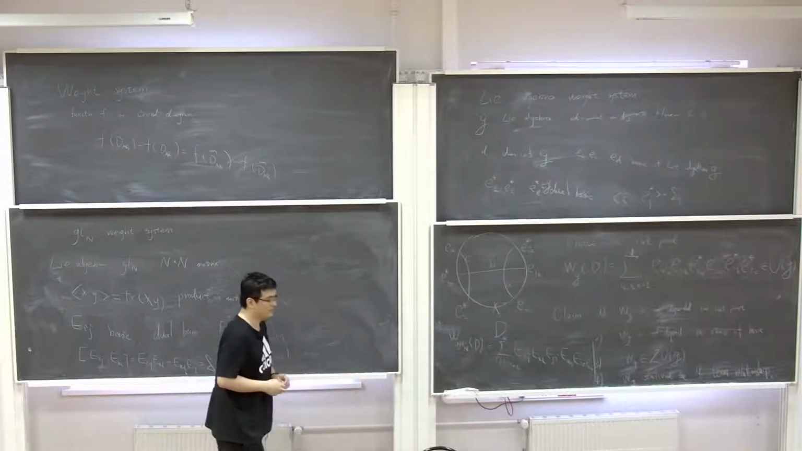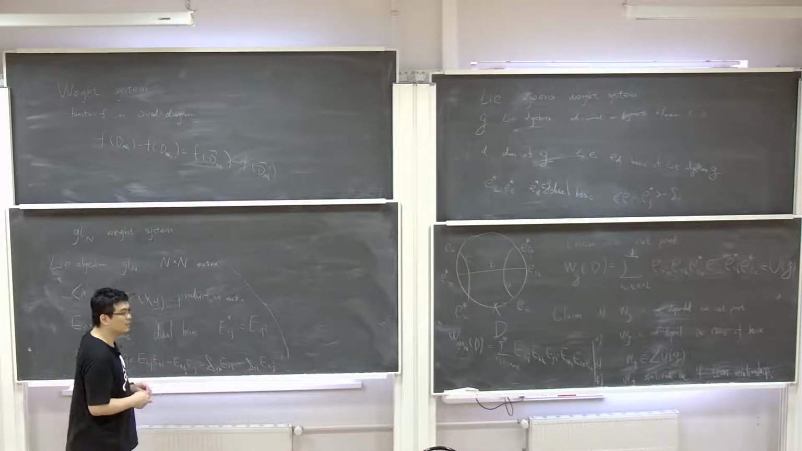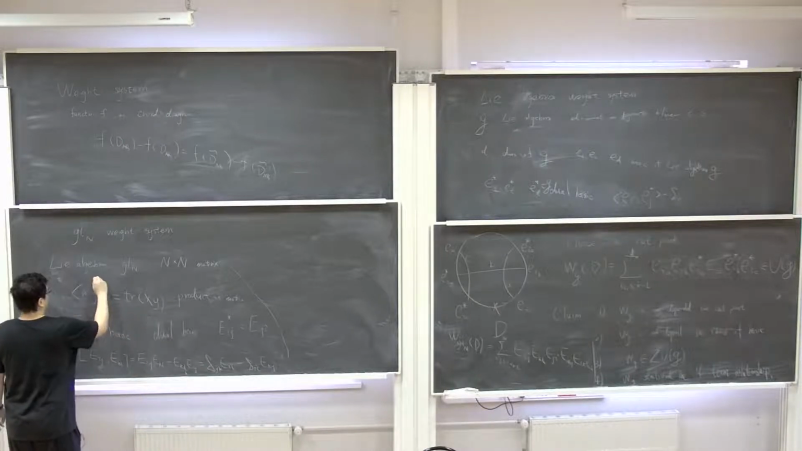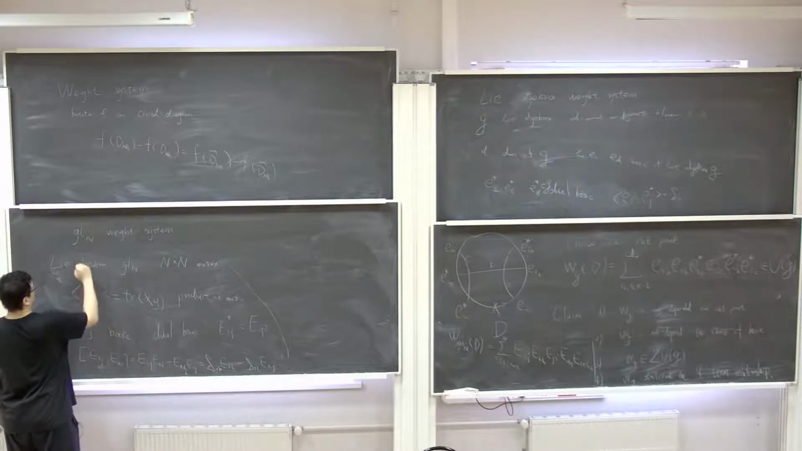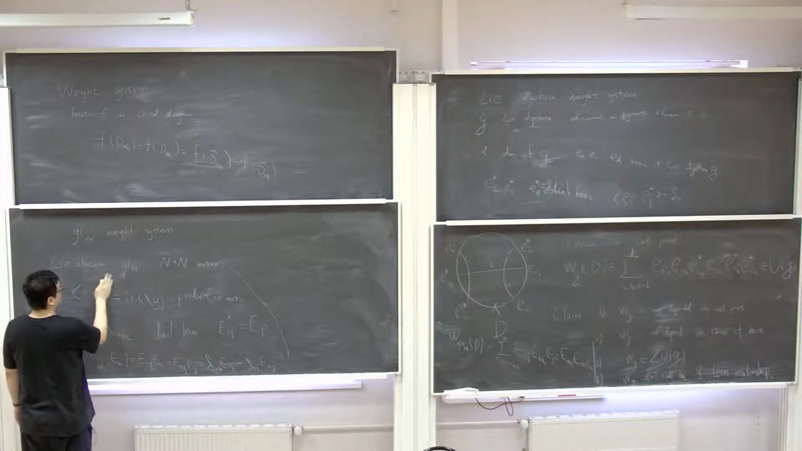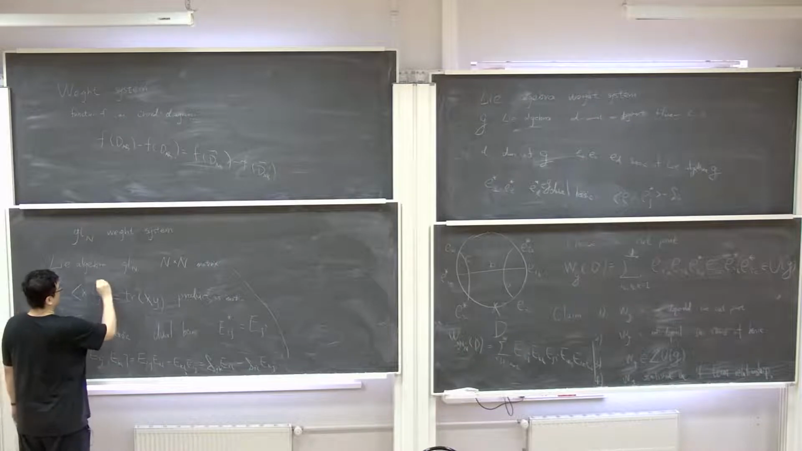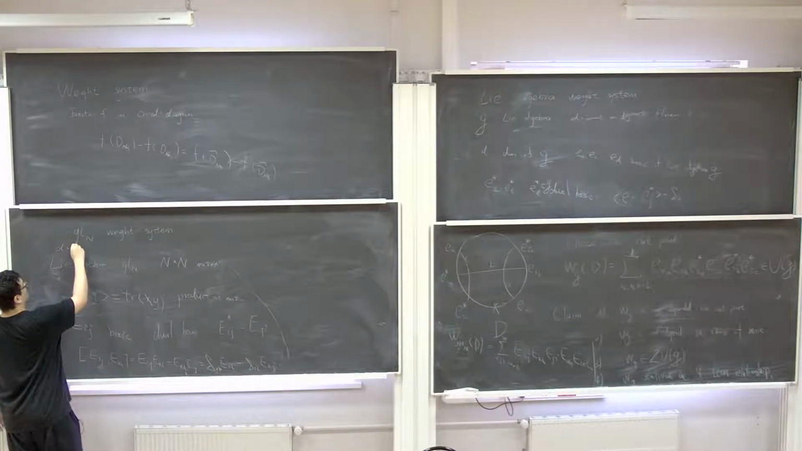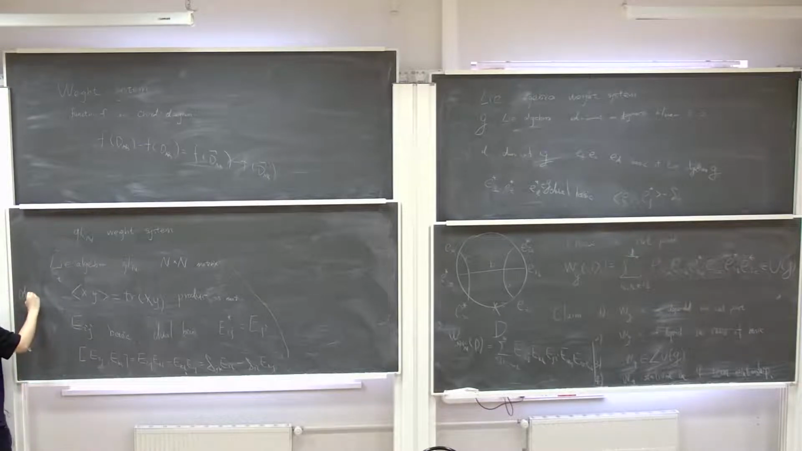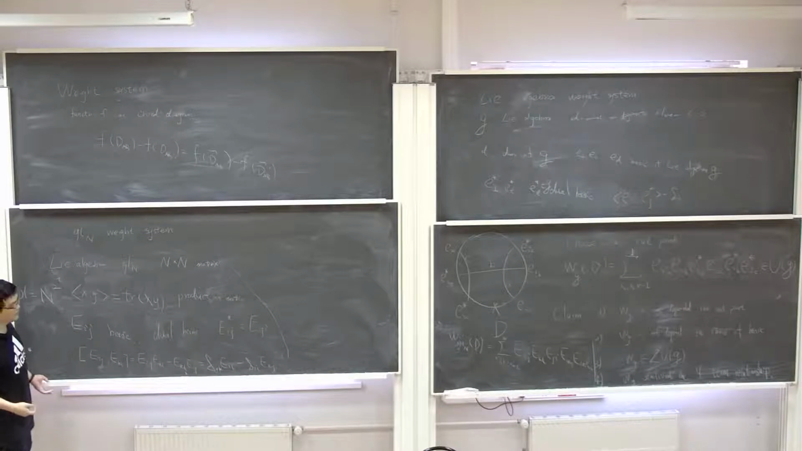And also, please write down the dimension of GLN. The dimension D is equal to N squared. D equal to N squared.